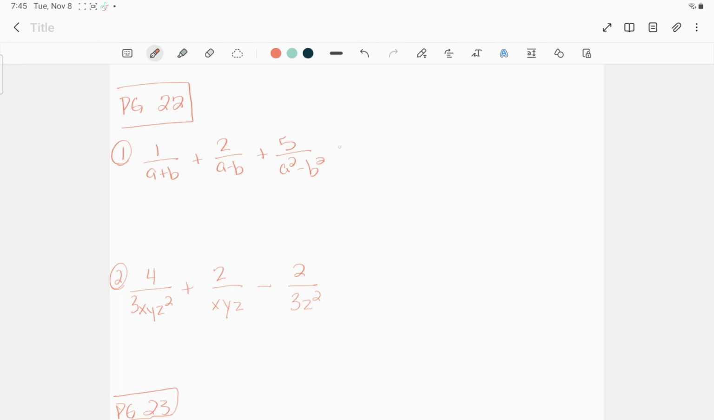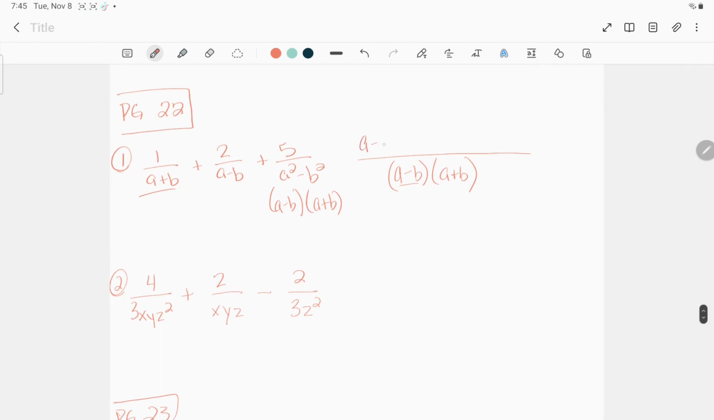All right, so number 1, what is my least common multiple between a plus b, a minus b, and a squared minus b squared? You should be able to look at a squared minus b squared and know that that is a minus b times a plus b. So what is my least common multiple? It's a minus b times a plus b. Okay? So a minus b times a plus b divided by a plus b leaves me with a minus b. So I'm going to write that in, a minus b.